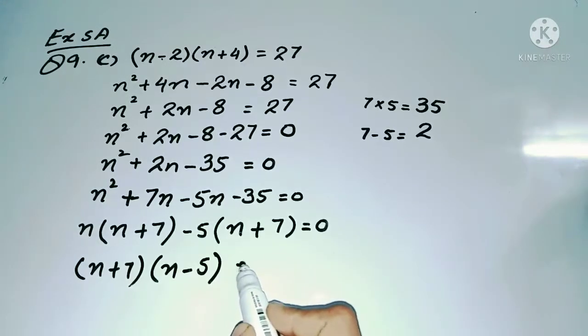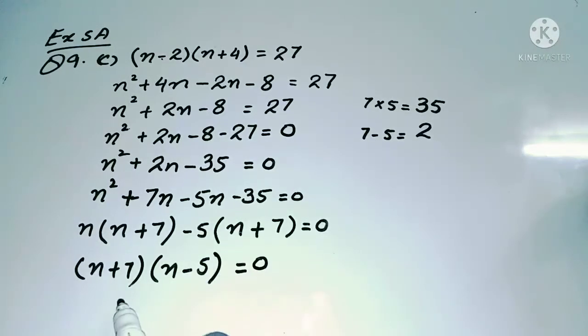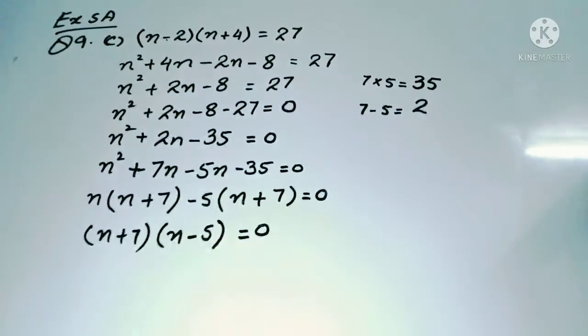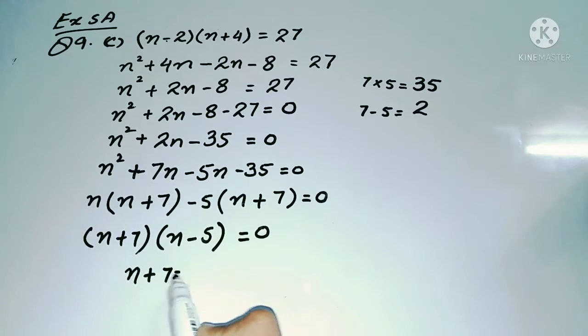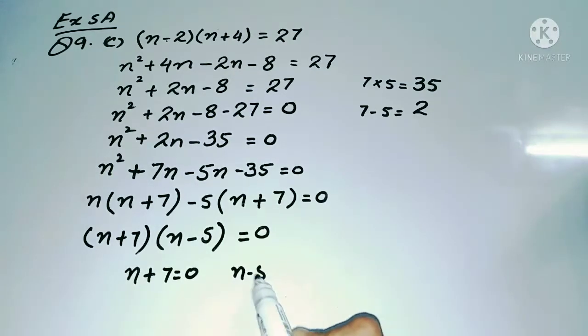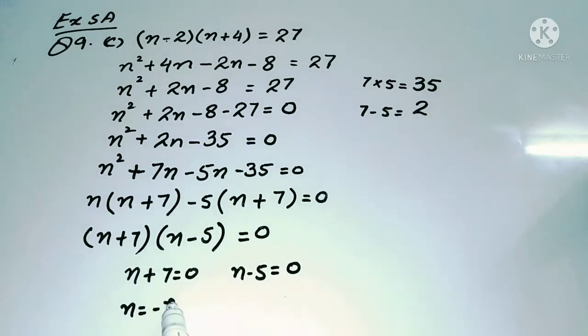Equal to 0. Now these both terms are equal to 0, so I'll make them equal to 0. n plus 7 is equal to 0, and n minus 5 is equal to 0. 7 is adding over here, it will go to this side, it will be subtracted. 5 is subtracting over here, it will go to this side, it will be added. So your answers are minus 7 and 5. Okay, so I hope that part C is clear to you.